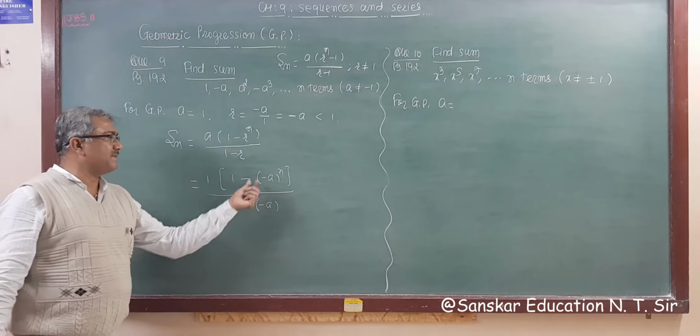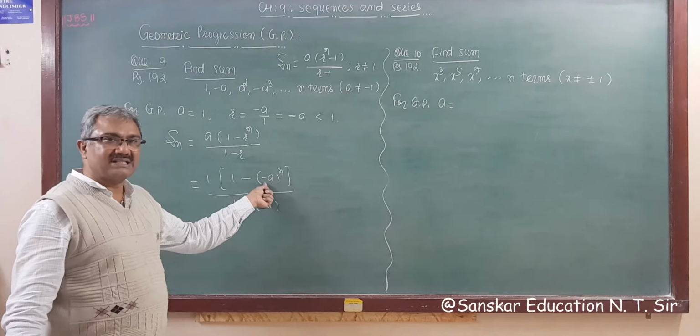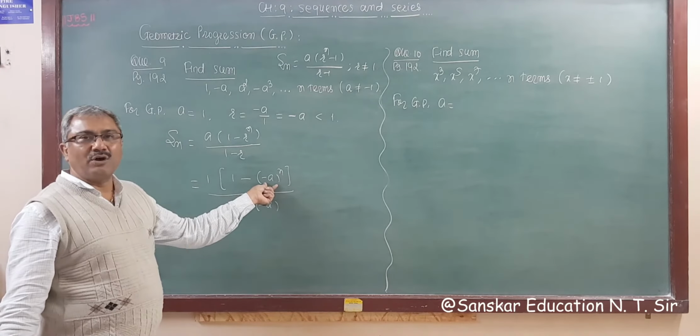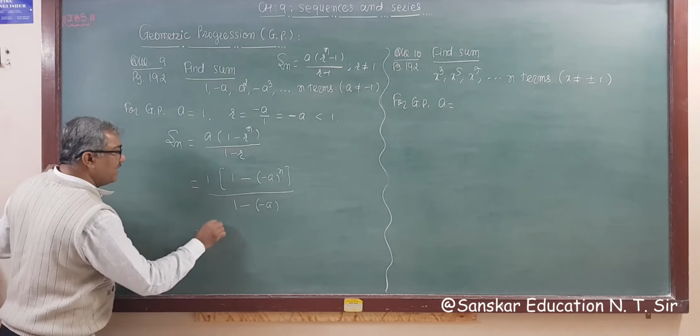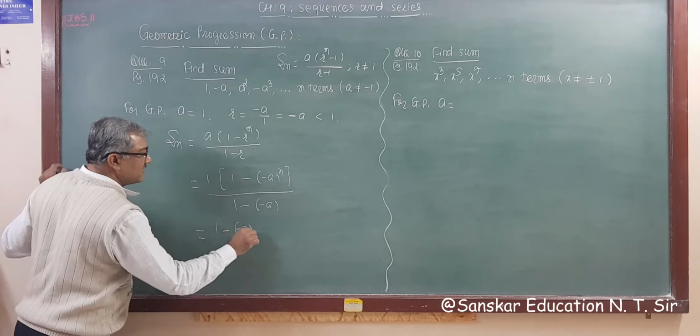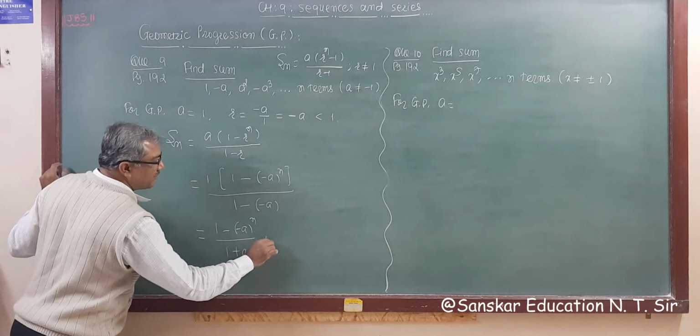This is minus minus plus. Now this depends on n. If n is even, then this must be plus, and if n is odd, then this is minus. So minus minus becomes plus. So the answer will be 1 minus a raised to n whole upon 1 plus a. This is your final answer.